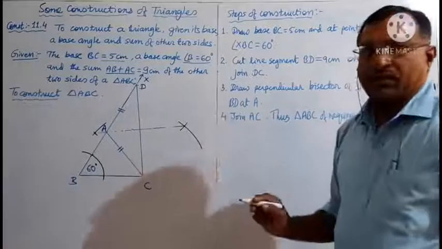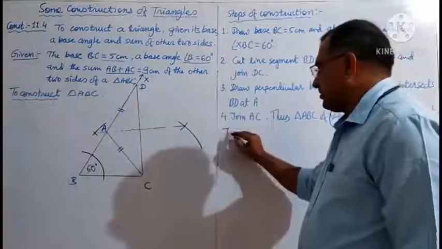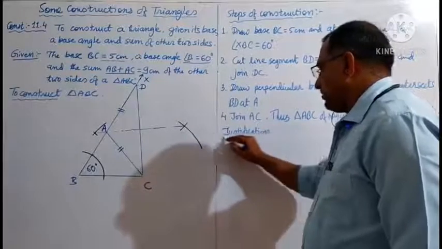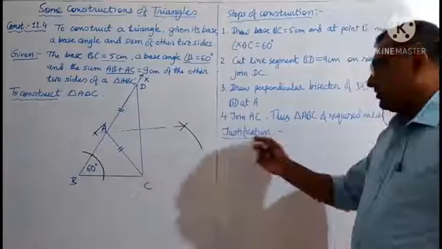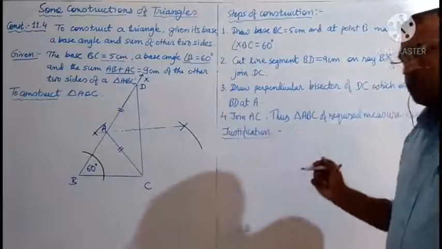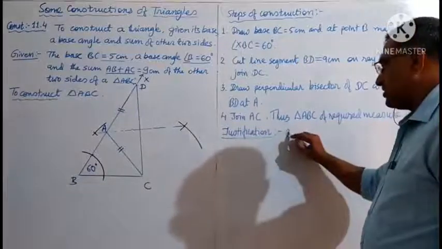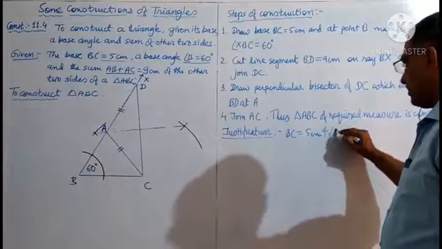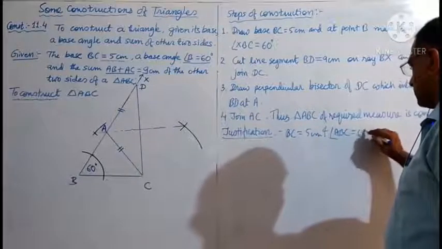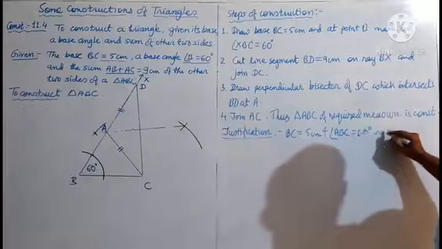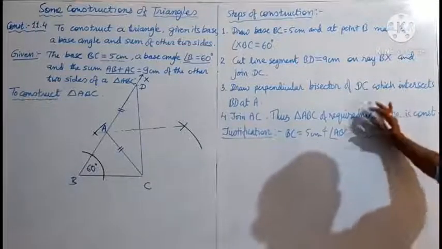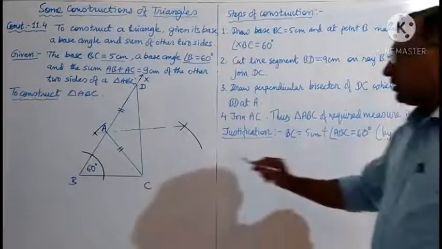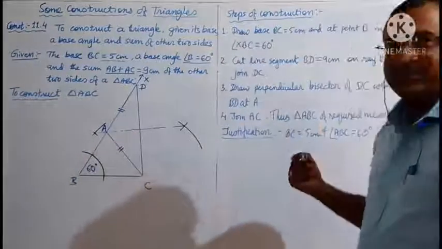Let us justify that the triangle constructed is of the given measures. Justification. So what we have done here, first of all, BC and angle ABC of the given measures are constructed: BC is equal to 5 centimeter and angle ABC is equal to 60 degree, by construction. Is it clear? This is by construction. Now we have to show that AB plus AC is equal to 9 centimeter.